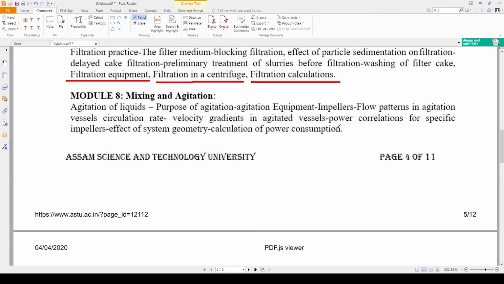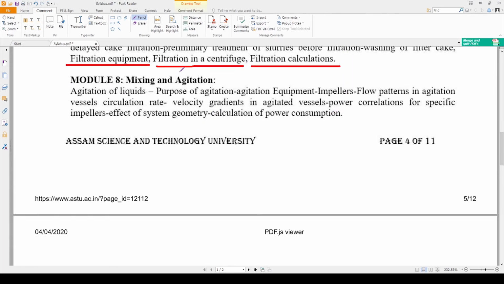In module 8, and this is the last module, mixing and agitation. Suppose you want to mix two liquids. So how to achieve that, and what are the methods and the equipment used to achieve those? We'll study all this in this module.